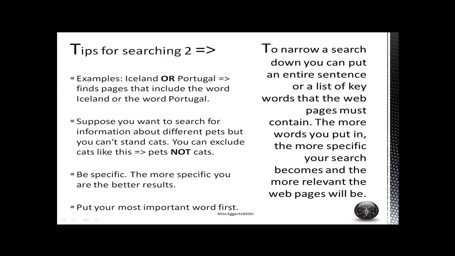More tips on searching. If you use OR between, for example, Iceland OR Portugal, you'll find pages that include the word Iceland or the word Portugal. Suppose you want to search for information about different pets, but you can't stand cats, you can exclude cats like this: pets NOT cats. So be specific. The more specific you are, the better results you will get. But always put your most important word first, or the keyword.